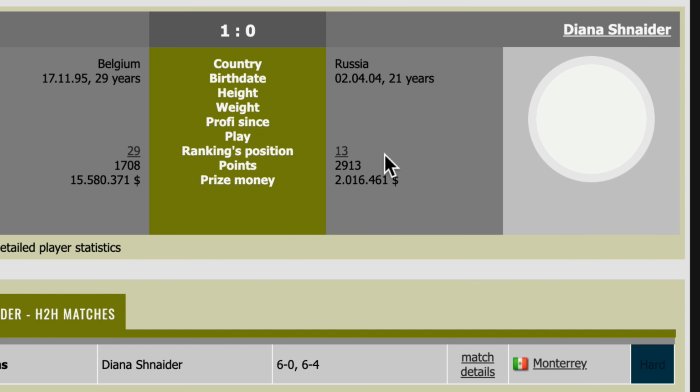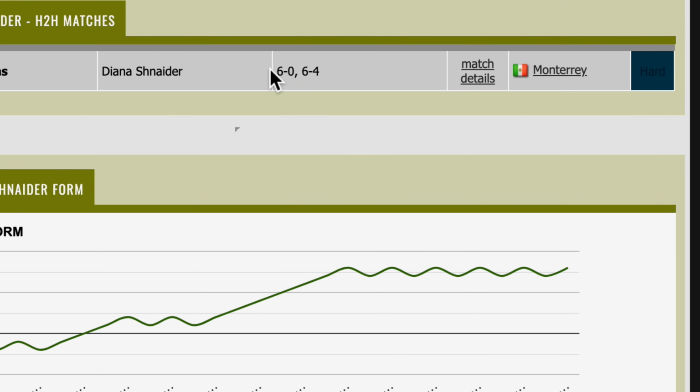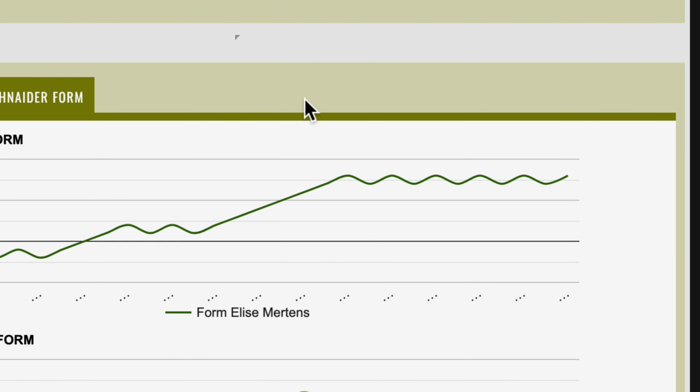And as far as Diana Schneider goes, she's just 21 years old. She's jumped over Elise Mertens in the rankings. She's now 13, but she's just got a couple of million in prize money, and you can see that past head-to-head that we just spoke about earlier.